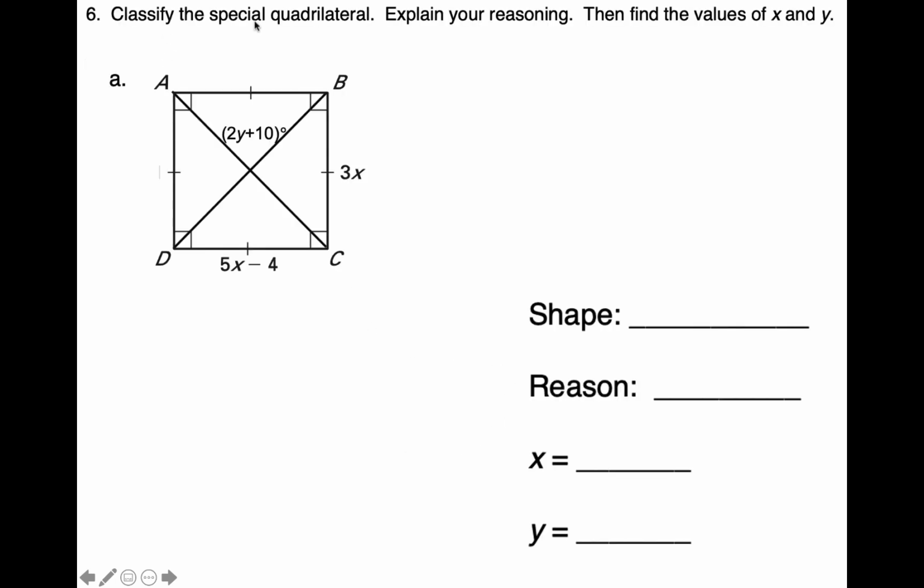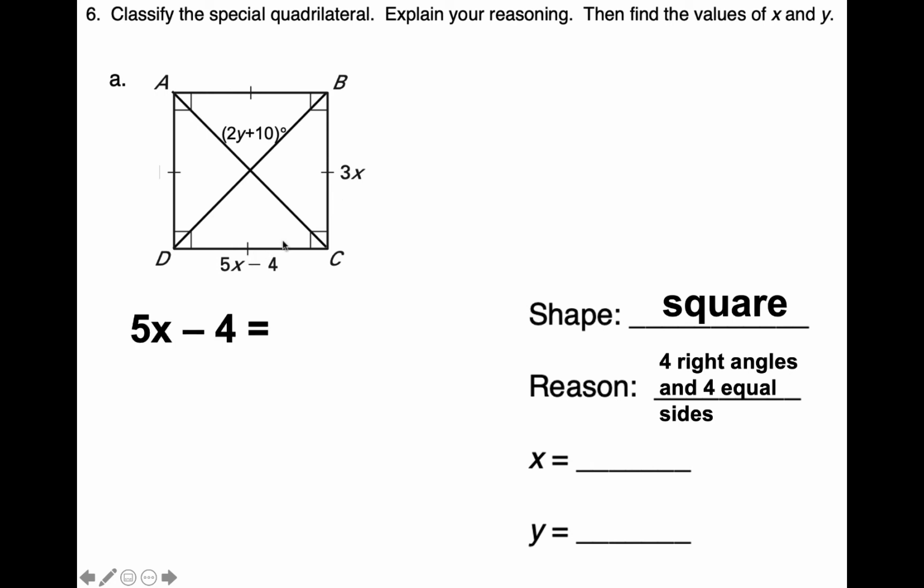Number 6 says to classify the special quadrilateral, explain your reasoning, and then find the values of x and y. So we have 4 equal sides and 4 right angles. Therefore, it is a square because you have 4 right angles and 4 equal sides. So to solve for x, notice this side is 5x minus 4, and this side is 3x. Notice they are marked equal, so I can set 5x minus 4 equal to 3x.